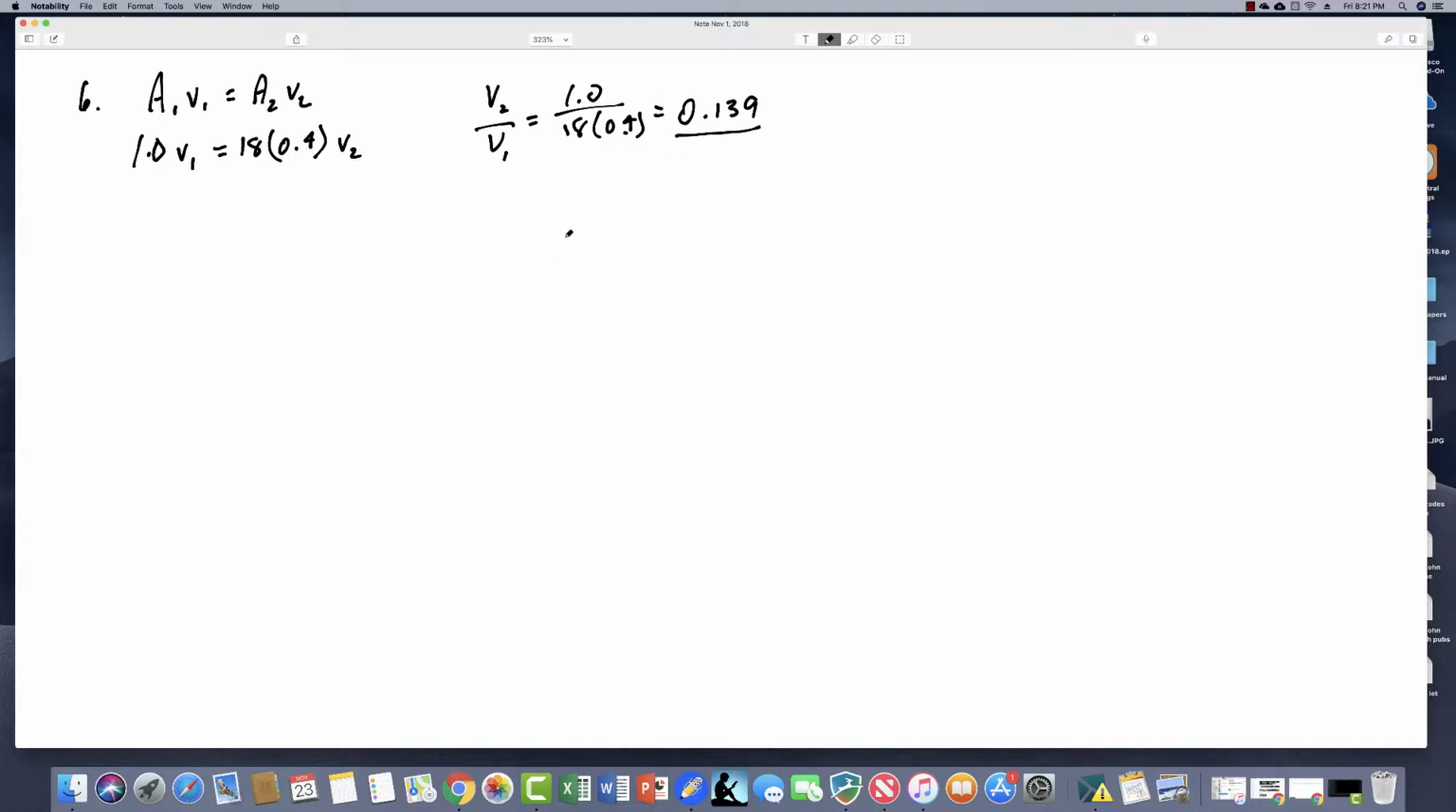So, for example, if the first velocity is 1, the second velocity would be 0.139. If it's 2, it'd be 2 times 0.139, and so forth.